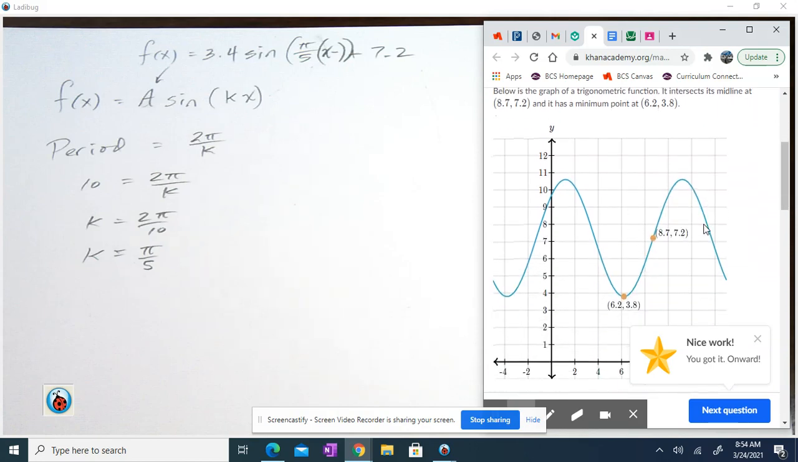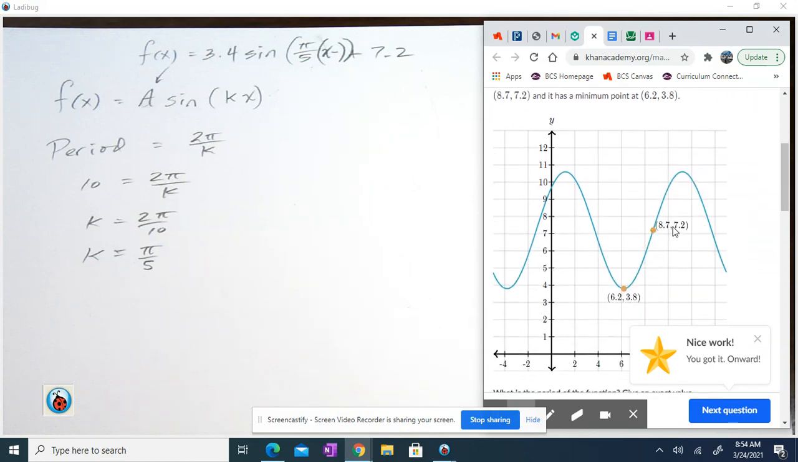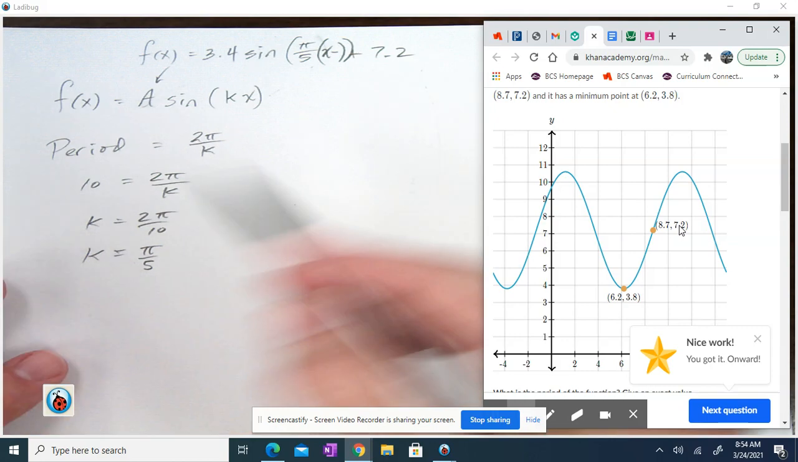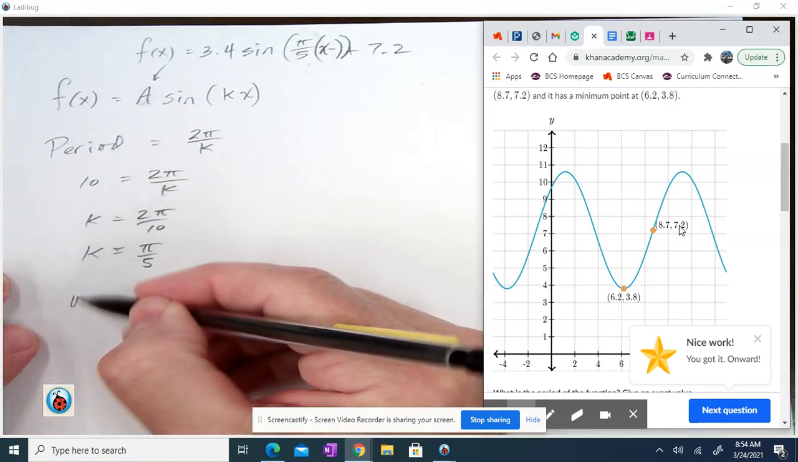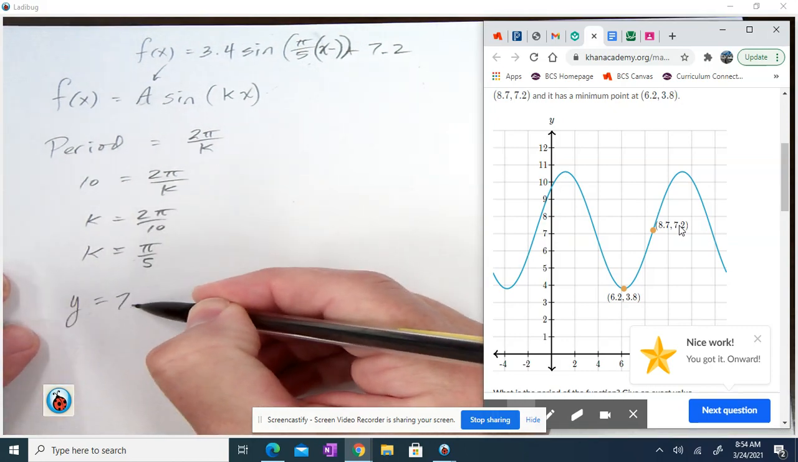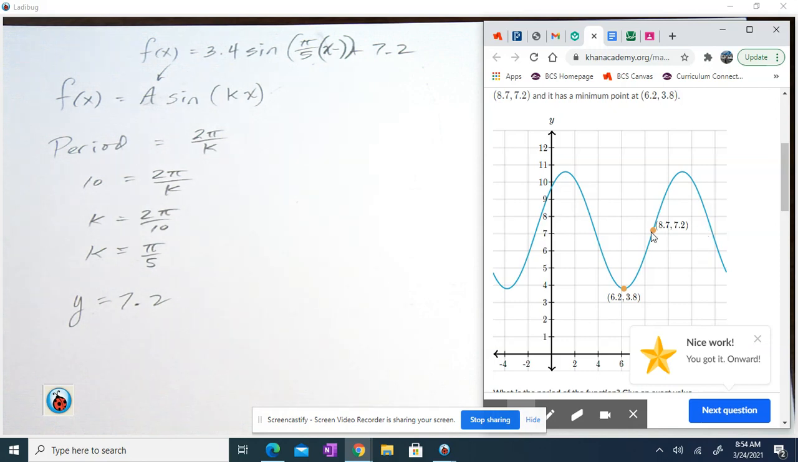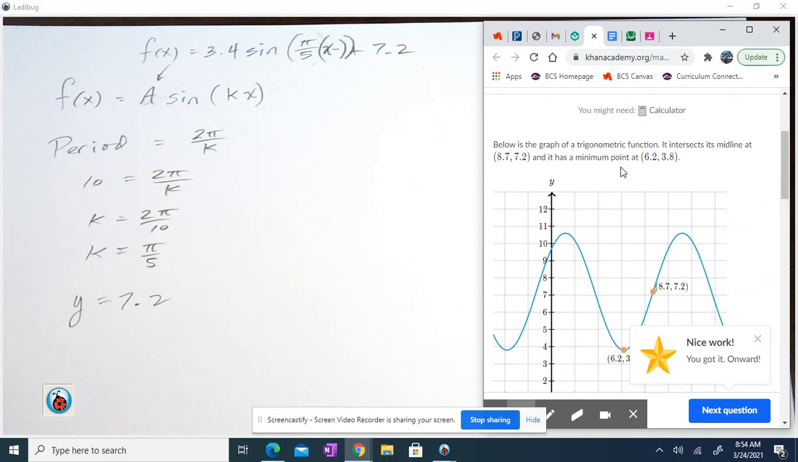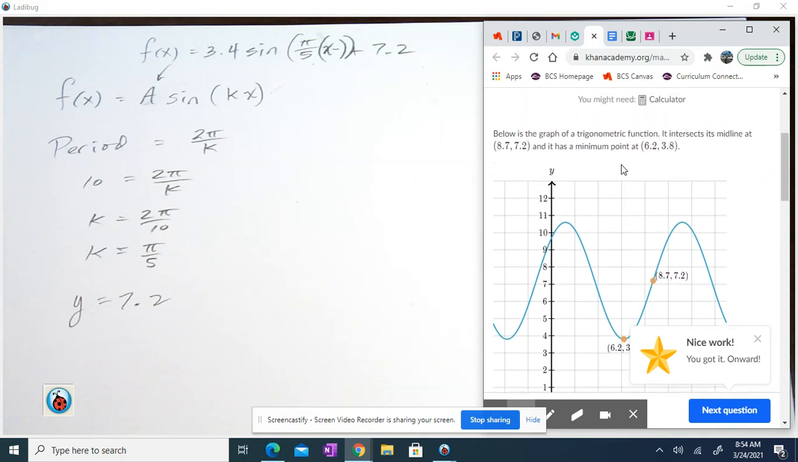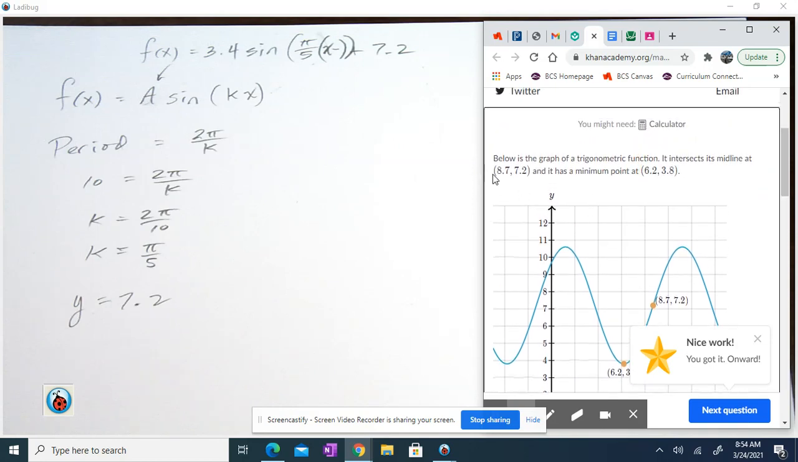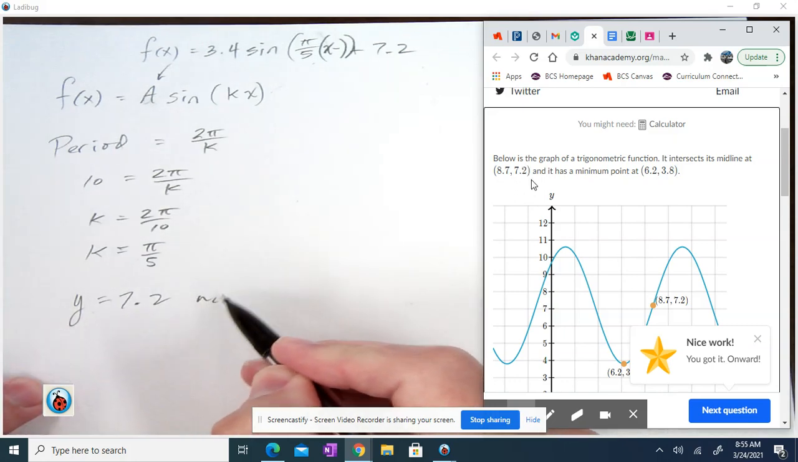The midline is super easy. That's just y equals that number right there, right? So if you're asked to find the midline, it would be y equals 7.2 in this case, because we're told right there that its midline is at 7.2. So y equals 7.2 is your midline.